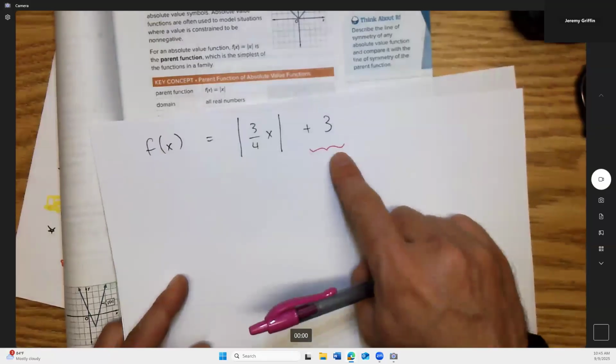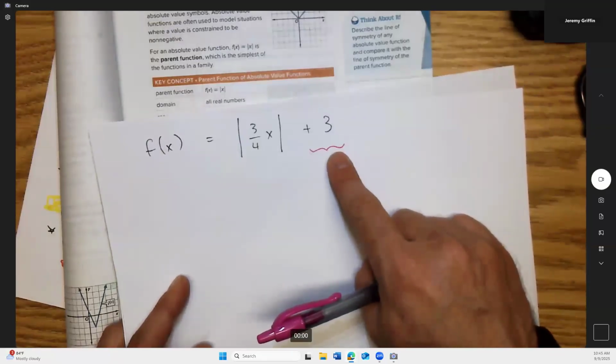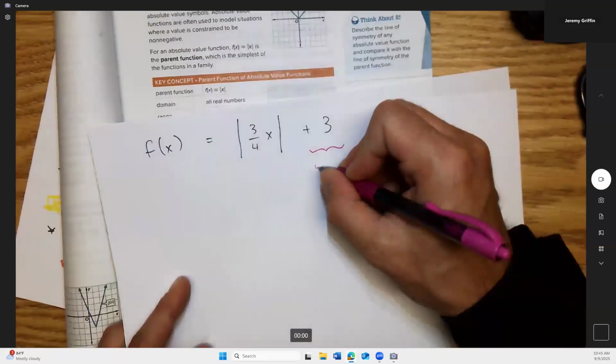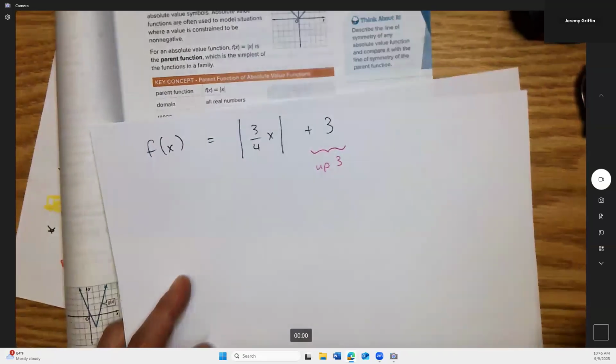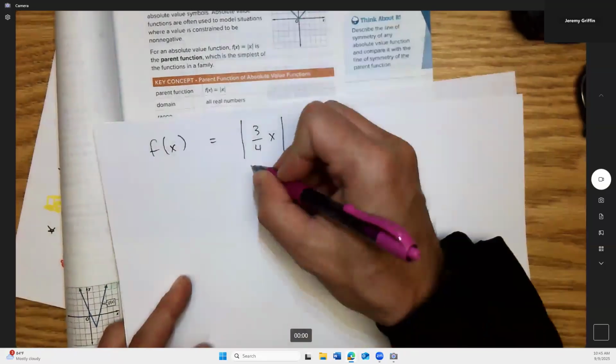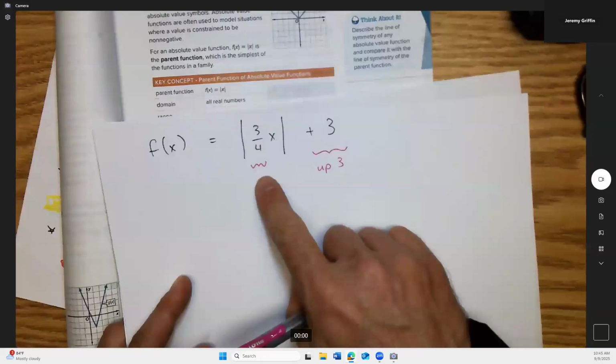Let's start with this +3. Because what does this +3 at the end of the function tell you to do to the function? Yeah, move it up 3. That's it. It's just vertically up 3. That's all. That's not too bad, right? That's fine. Okay. Now, this 3/4, there's actually 2 interpretations.